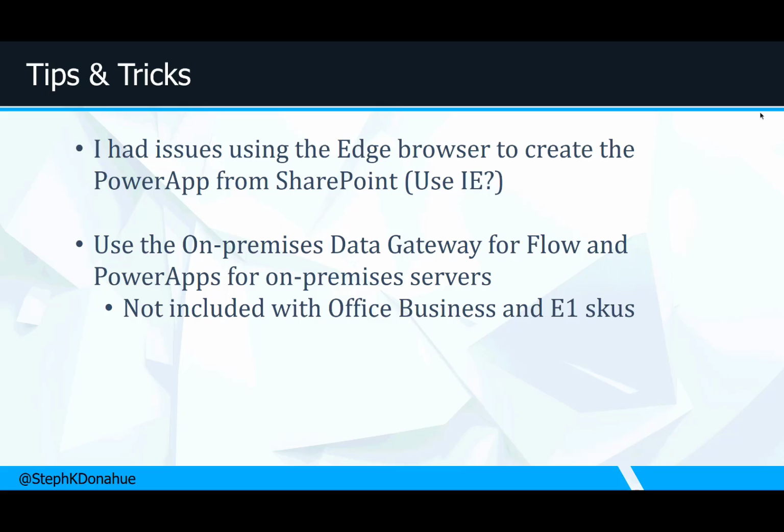Again, I do have issues when I try to use the Edge browser. Don't use Edge, use IE or Chrome. And for those that do have on-premises data, you have the on-prem data gateway for Flow and PowerApps, so that's what's going to get you access into those servers. But note that that functionality is not included with Office Business and your E1 SKUs. So you're not going to be able to get connected to that on-premises information. You would have to upgrade maybe to an E3, an E5, etc. There are a lot of details on what's available with which version of the licensing, but that's the high-level breakdown there.